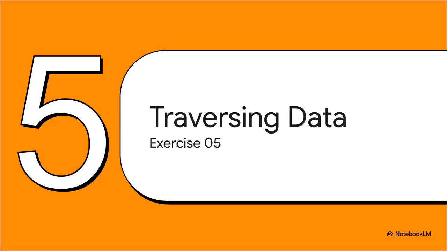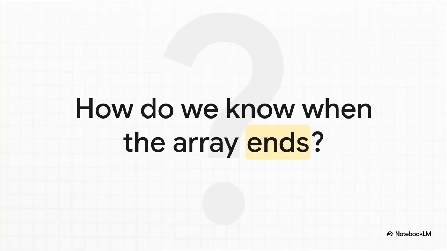Section 5, Traversing and Showing Work, which brings us to Exercise 05. Finally, we get to prove that our dynamically allocated array actually works by traversing it and printing the contents to the screen. But I've got a bit of a puzzle for you to solve here. The function only receives the array pointer, not the size. It doesn't receive an integer telling it how many items are in the array at all. So how do we know when the array ends so we can stop our loop?